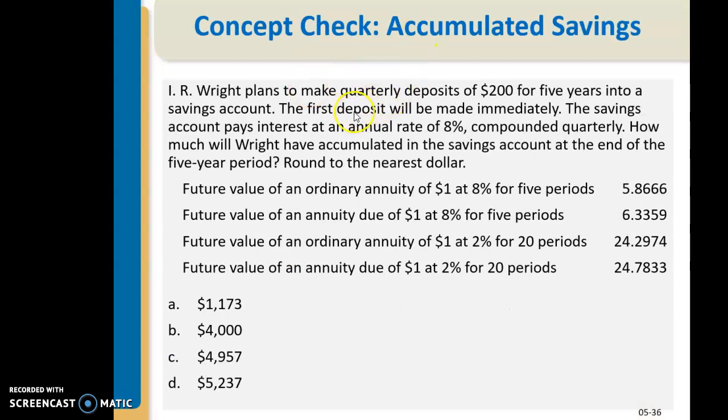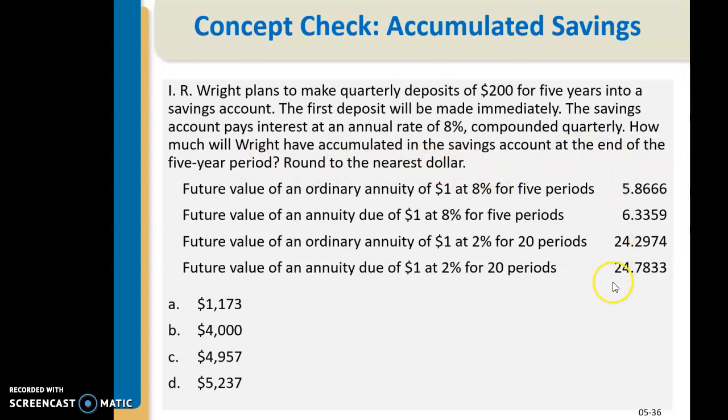Here's another somewhat tricky problem. Let's go through it together. I. R. Wright plans to make quarterly deposits of $200 for 5 years into a savings account. The first deposit will be made immediately. The savings account pays interest at an annual rate of 8% compounded quarterly. How much will Wright have accumulated in the savings account at the end of the 5-year period, round to the nearest dollar?